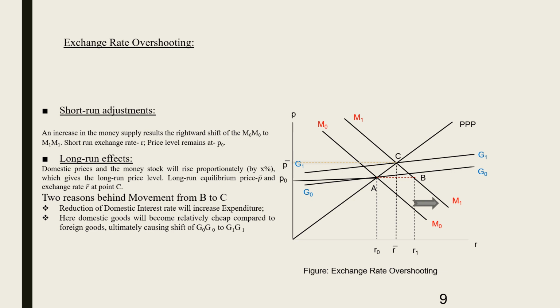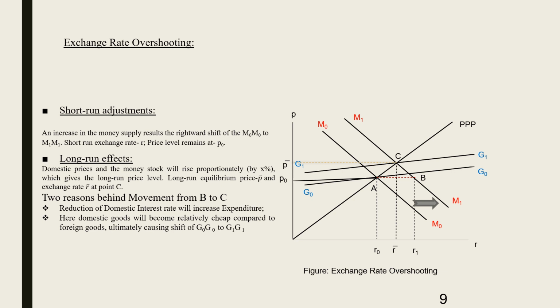Let us now suppose the authorities unexpectedly expand the money supply by X%. In the short run adjustment, an increase in the money supply results in the rightward shift of the M0 to M1 schedule. The short run exchange rate is R and the price level remains at P0.